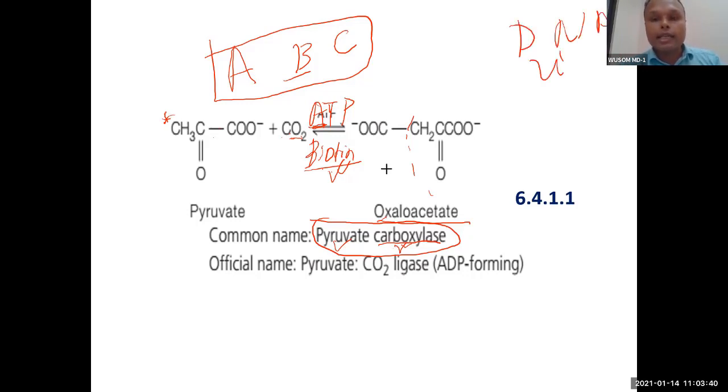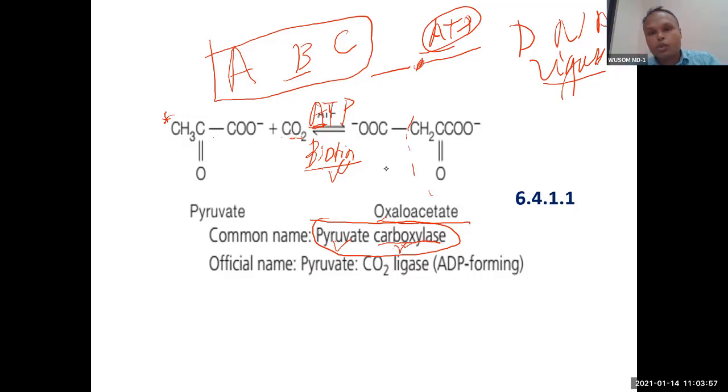DNA ligase in genetics. There also you will see the two DNA molecules will be joined by ligase by utilizing ATP. So you have to automatically understand that if something is ligase, it must utilize ATP. Even if somebody does not tell you anything, you must understand yourself. It must utilize ATP.